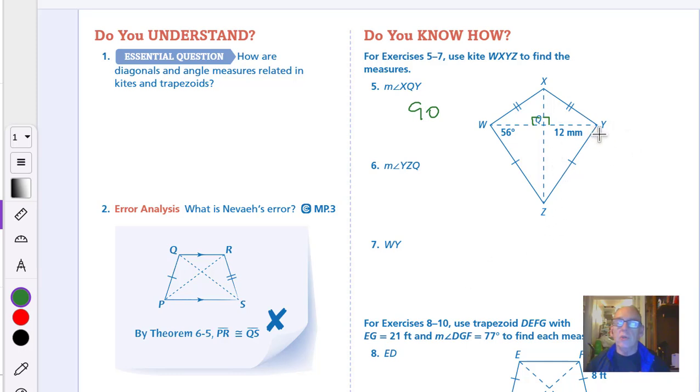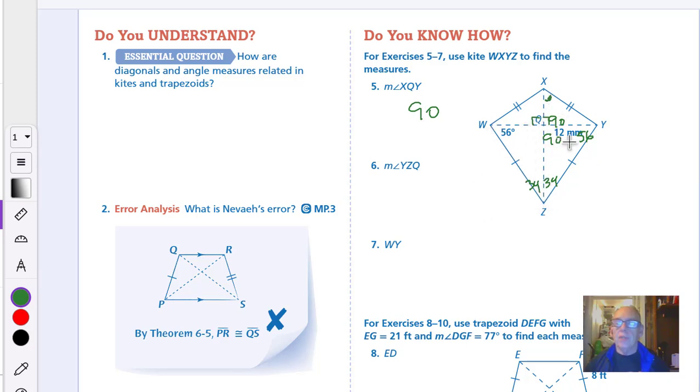What's YZQ? YZQ, this angle. Let's see what we got here. If this angle's 56, this is going to be 56. This is going to be 90. This is going to be 90. Well, we got to do some more work here. 90 and 56, 146. So this is going to leave 34 degrees for this angle here, because it's congruent, since this angle Z is bisected by the major diagonal.